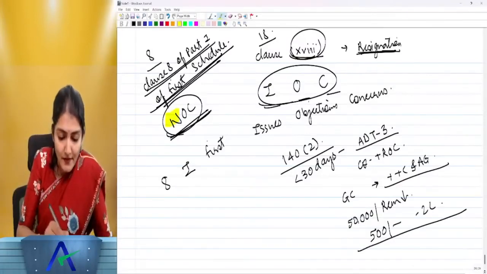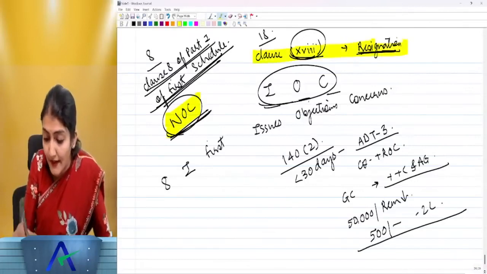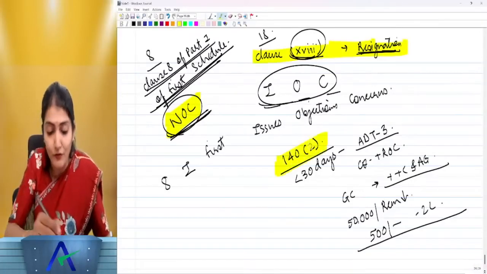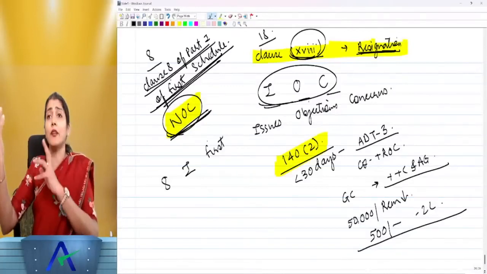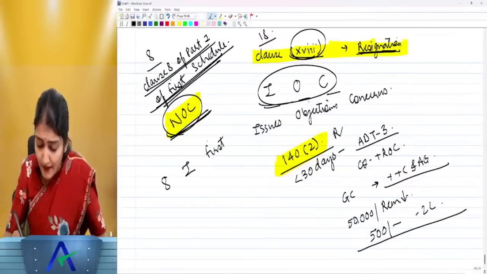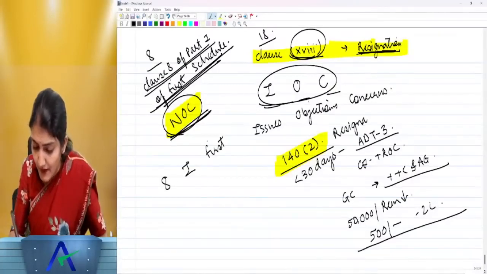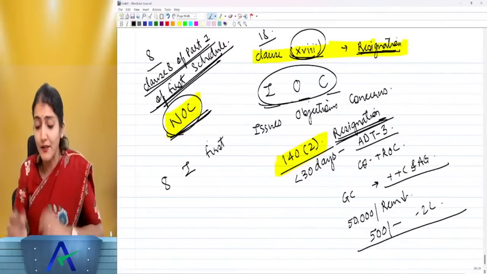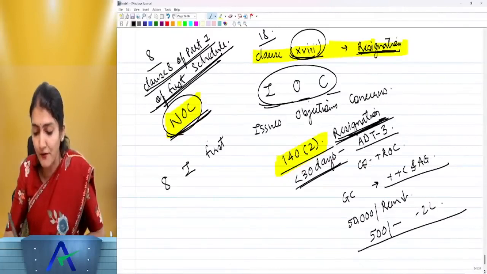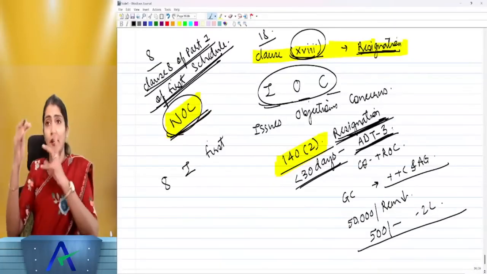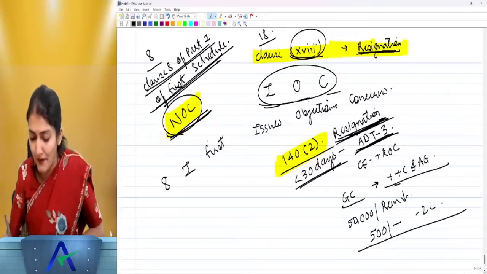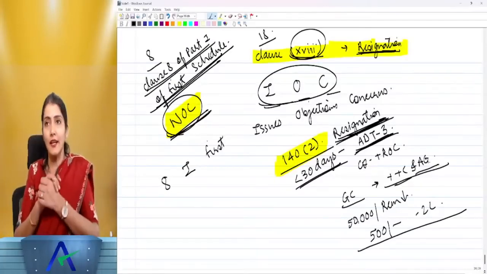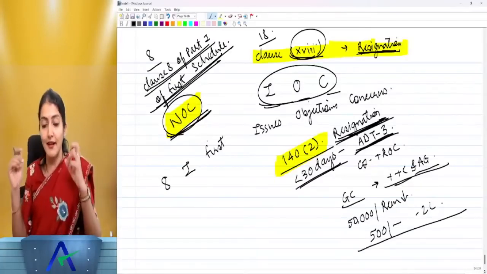So one, we discussed NOC, then we discussed clause 18 of the CARO, and then the removal or the resignation of the company auditor. If the auditor of the company resigns, within 30 days from the date of resignation, the auditor has to file Form ADT-3 with the company and ROC, and in case of a government company, also with the C&AG.